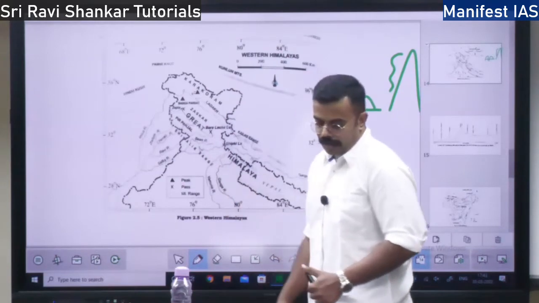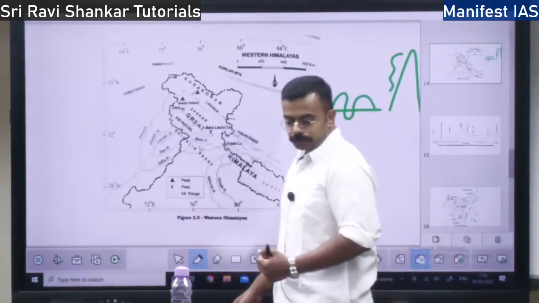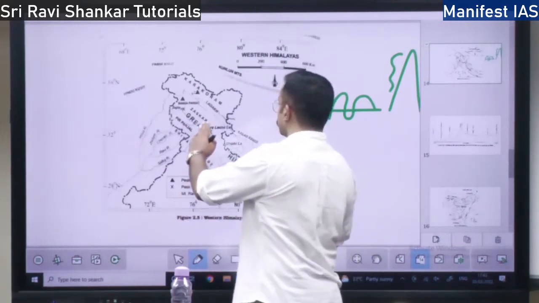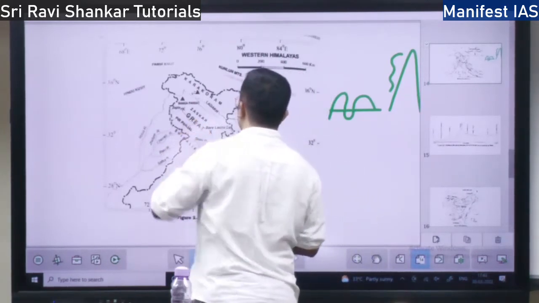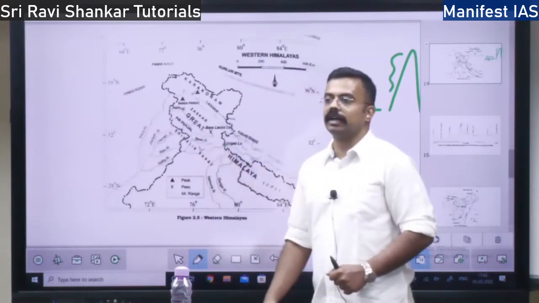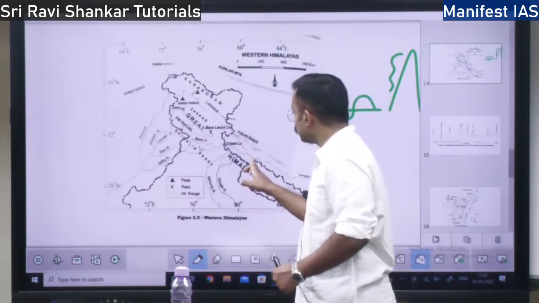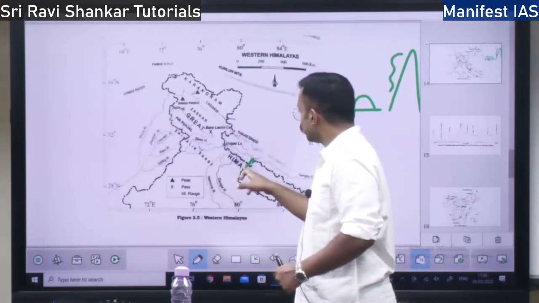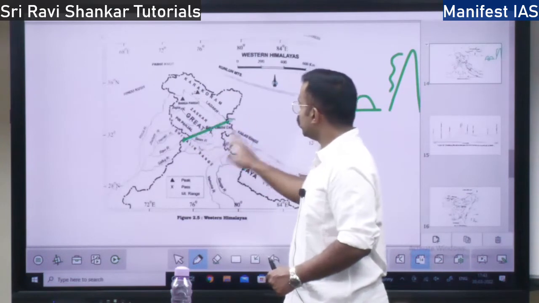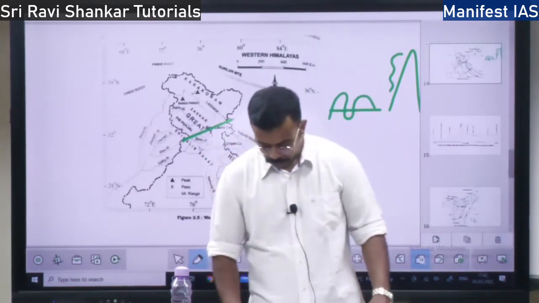Next, we will talk about the Himachal and Uttarakhand Himalayas. So here you have two rivers. The Himachal and Uttarakhand Himalayas lie between two rivers. The western boundary is the Ravi River, and the eastern boundary is the Kali River. Kali River goes somewhere here. So this is the boundary for the Uttarakhand and Himachal Himalayas, right?